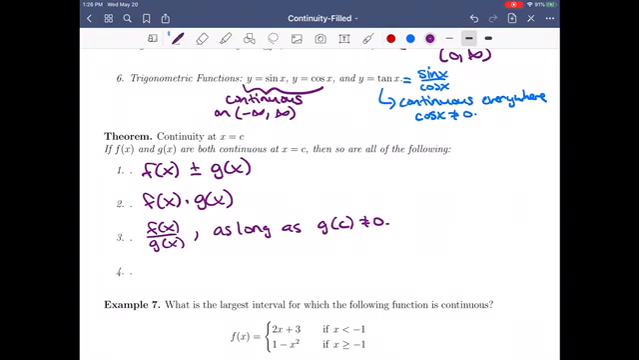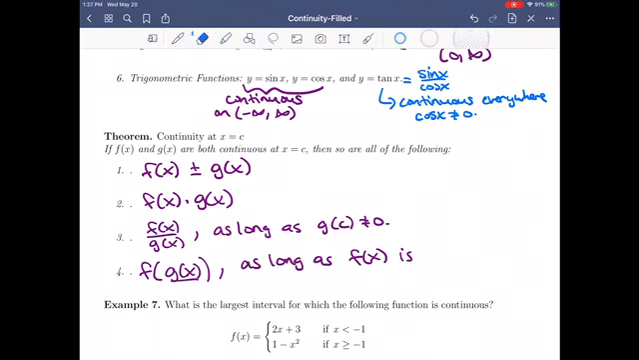And also, we can compose them. So f of g of x is also continuous, but here I actually need f of x to be continuous. So instead of at c, it needs to be continuous at g of c. But as long as it is, then that composition is also continuous at c.